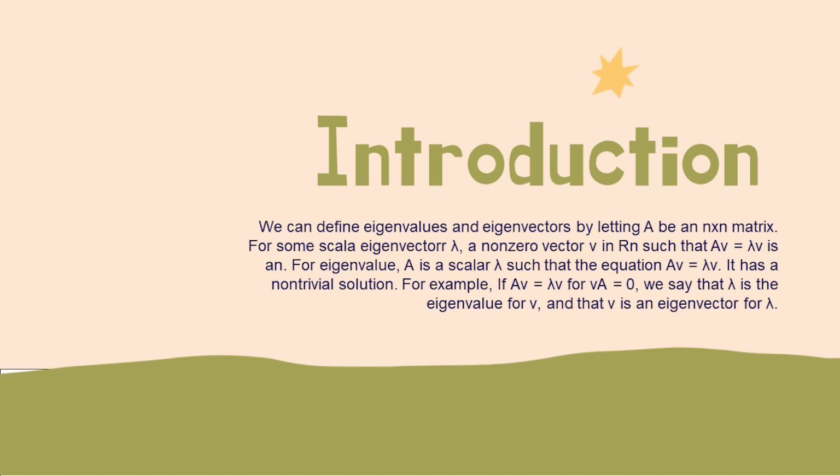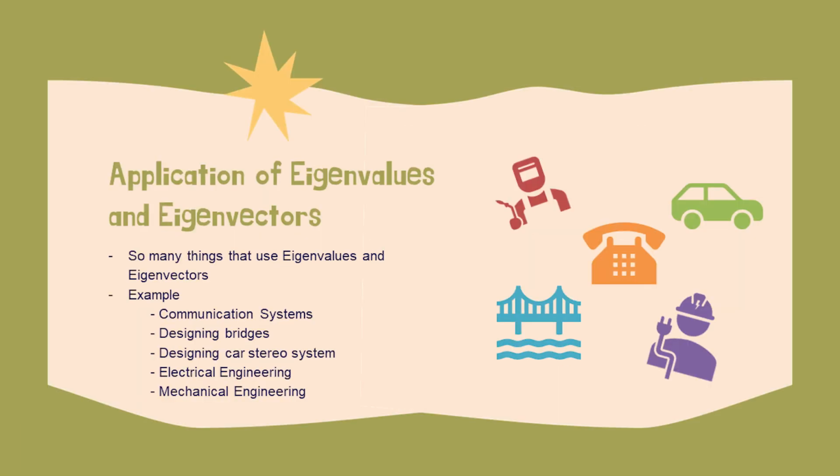Enough for the definitions. Let's see the applications of eigenvalues and eigenvectors. There are so many things that use eigenvalues and eigenvectors. For example, communication systems, designing bridges, designing car stereo systems, electrical engineering, even mechanical engineering. There's actually more than this that I can't list out. It's shocking, right? The terms are not really common in our life, and it actually gives us so much benefit. For today's presentation, we're going to talk about one of the applications, which is the communication system.